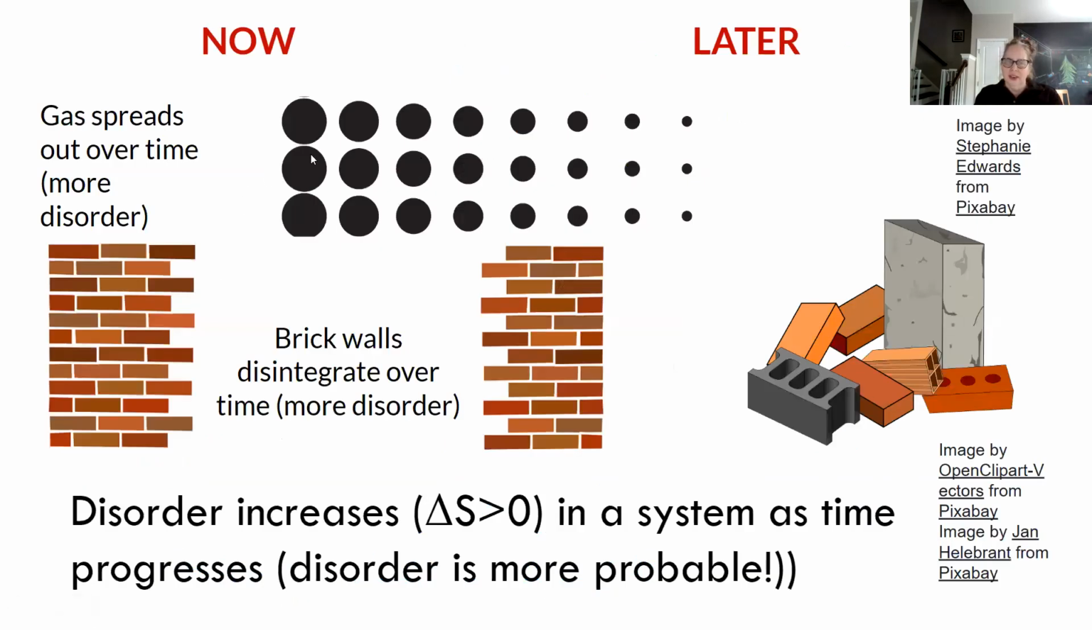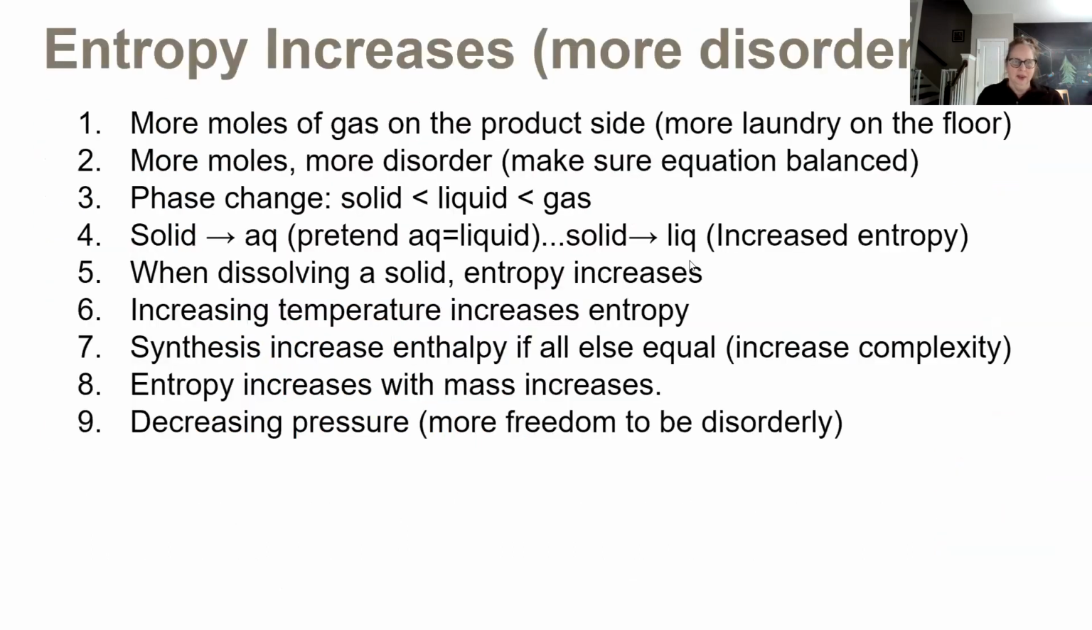Gases are close together and they're going to spread out over time, so entropy increases. The brick wall was nice and orderly here, but eventually it fell apart. Entropy increases with time. So if you don't know which way it's going, your default is that entropy increases with time. So disorder increases with time. This is the one just to write down if you have to go through very specifics. These are the ones where you are going to see more disorder.